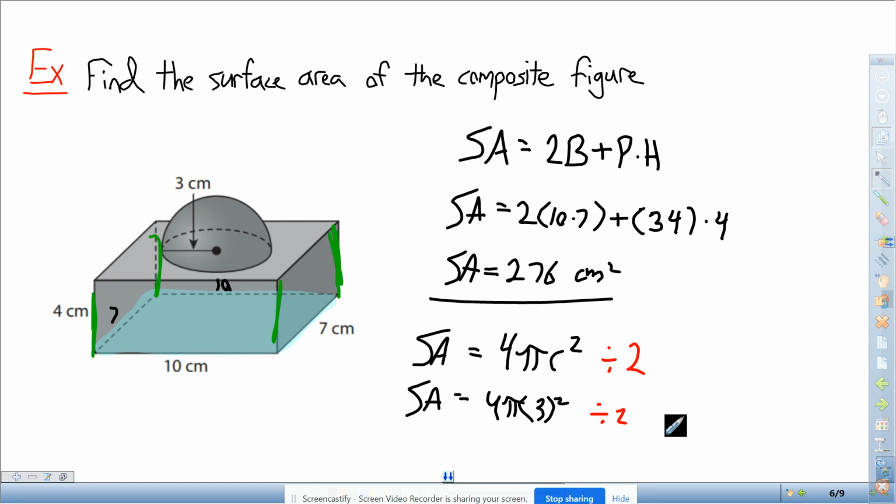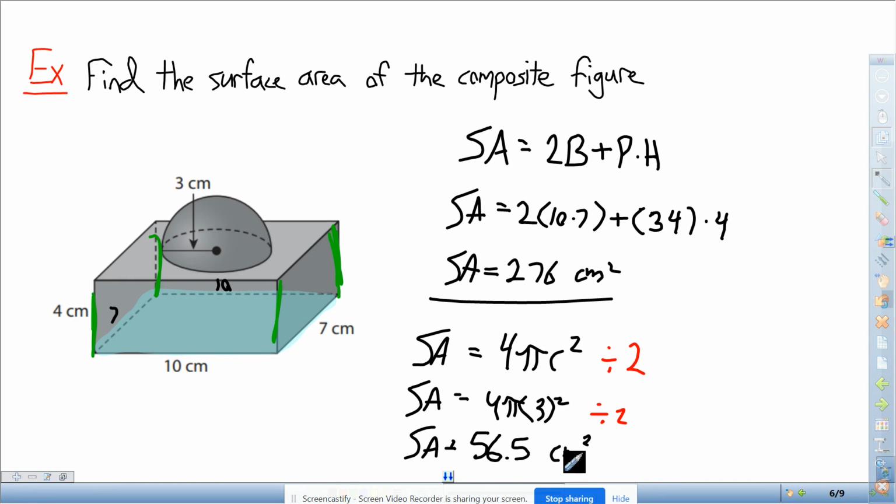So again, I'm going to type this into my own calculator. 4 pi 3 squared is 113.09. I'm going to divide that by 2, and I'm going to get my surface area is 56.54. We'll round that to 56.5.